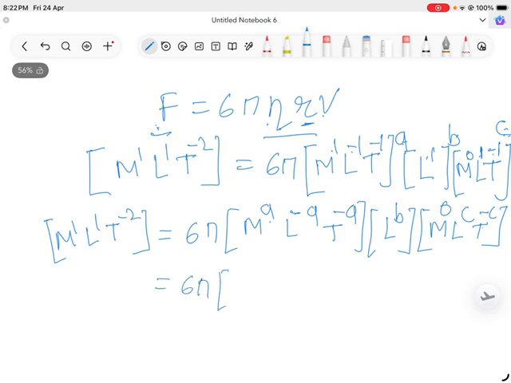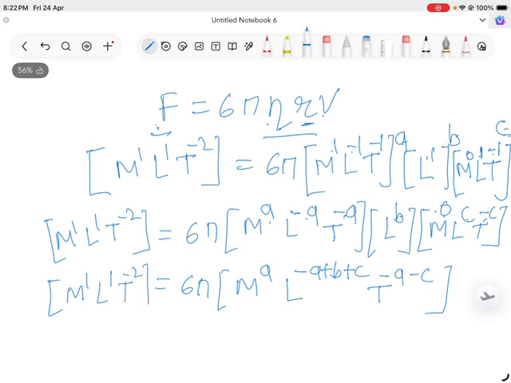Now this power is A, M का power A है और इधर M का power 0 है, ऐड करूँ इनको तो A plus 0 power is A. Now L minus A, B and here C, so minus A plus B plus C, this is the power of L. T having a power minus A and minus C, and in this way on the left hand side there is M1 L1 and this one is T minus 2.